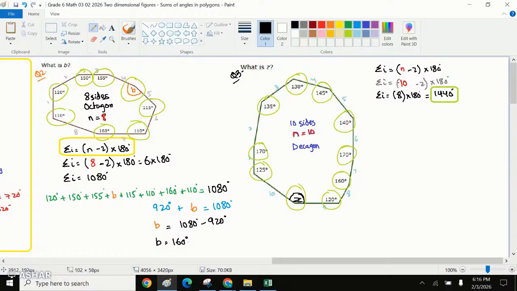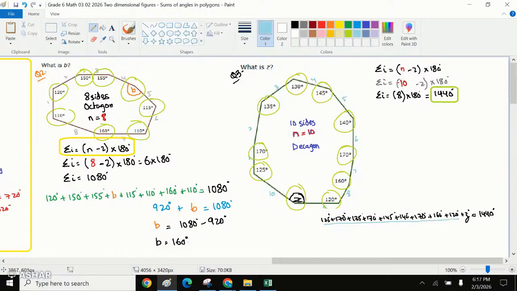Can we say we start with 125 plus 170 plus 135 plus 130 plus 145 plus 140 plus 170. If I have less space, I'll just move these values down because I would have enough space. After 170, we had 160, then we had 120, and then we had the missing angle Z. This should be equal to 1440 degrees, right? Can I add these 9 angles together?